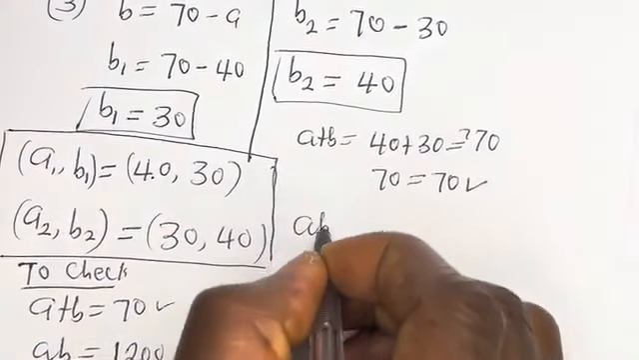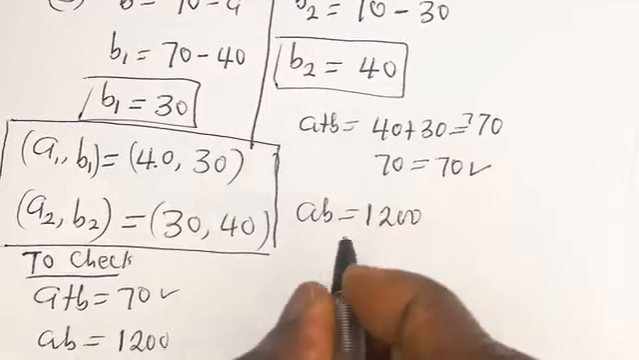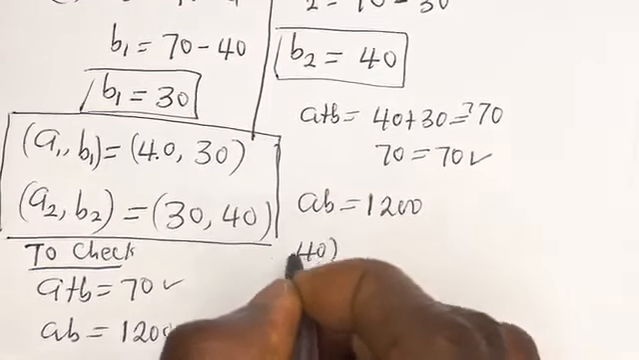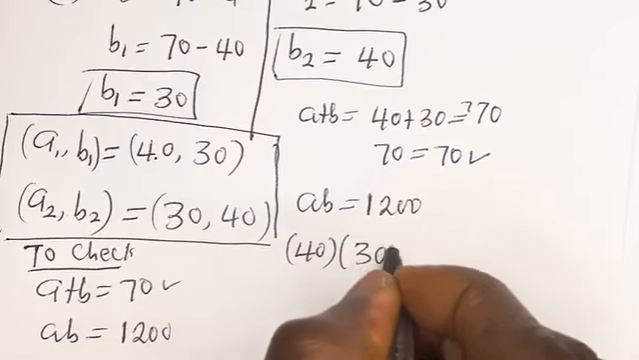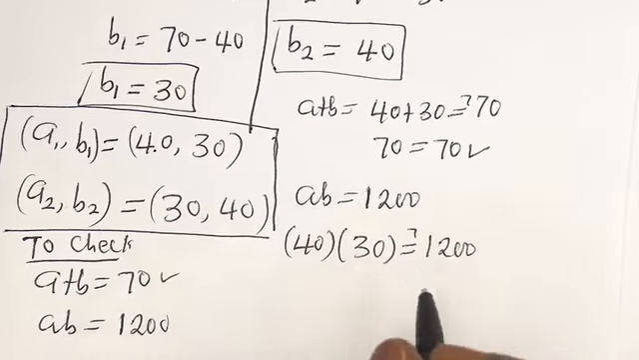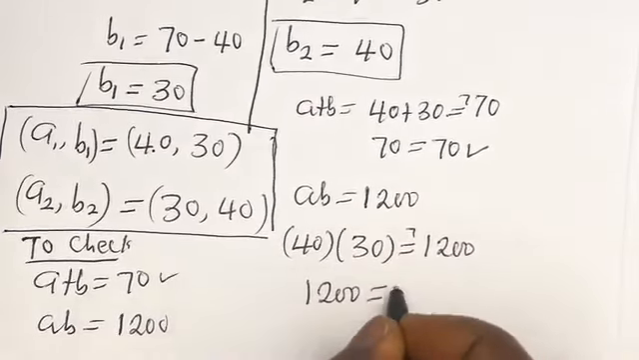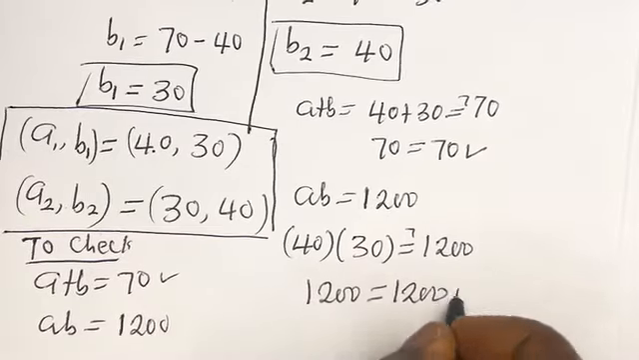Also, AB is equal to 1200. 40 multiplied by 30 must be equal to 1200. 40 multiplied by 30, this is 1200, is equal to 1200, which is true.